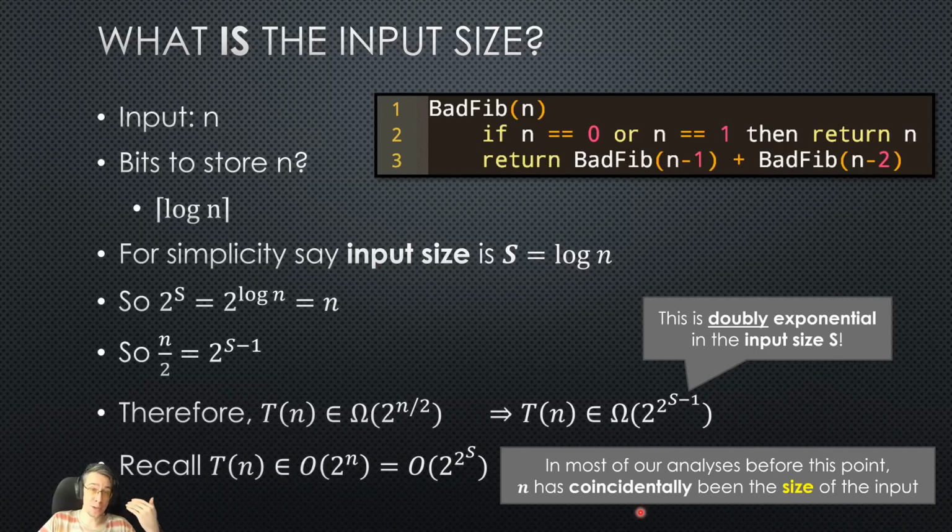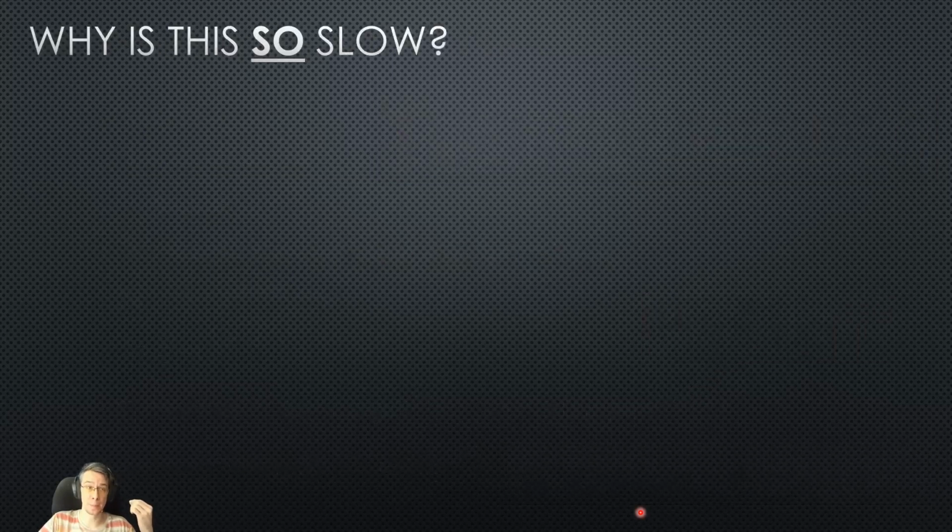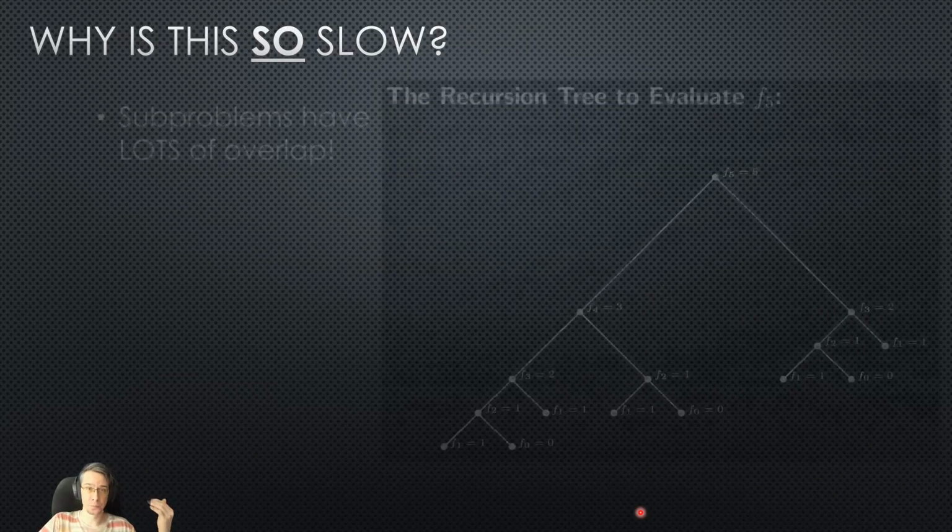So we always want, really, from this point on in the course, to express wherever we can our runtime analyses in terms of the input size. Okay, so why is this algorithm so slow?